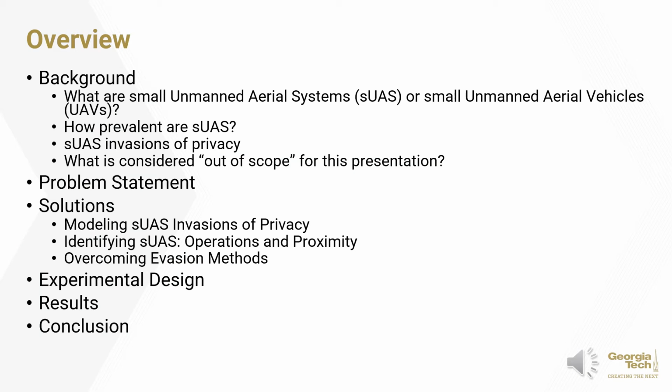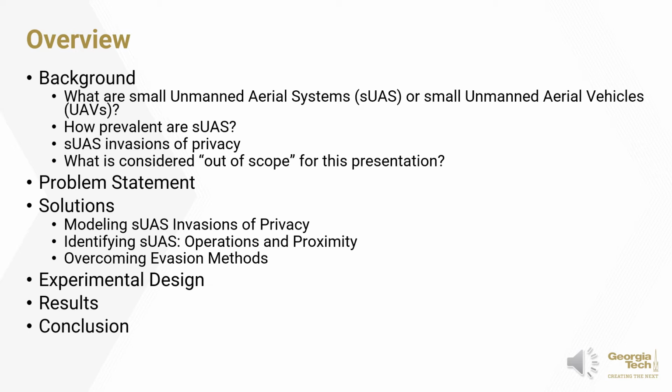So, what are we going to be talking about? First, we're going to define what are Small Unmanned Aerial Systems, or SUAS, or Small Unmanned Aerial Vehicles as they're referred to in the paper. I'm going to use the term SUAS as that is the term used by the Federal Aviation Administration. Second, how prevalent are SUAS? Third, SUAS invasions of privacy, some examples. And fourth, what is considered out of scope for this presentation?